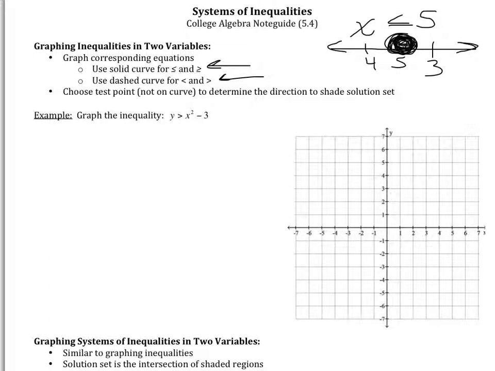And so let's look at an example with just one single inequality. This one says graph the inequality y is greater than x squared minus 3. One of the first things that I like to do is to determine whether the curve that I'm going to graph is going to be solid or dashed. That's one thing that's very, very easy to forget. And so I always try to remind myself to write that down first. Since I have a greater than, no equality there, I'm going to remind myself that this is going to be dashed when I graph it, okay?